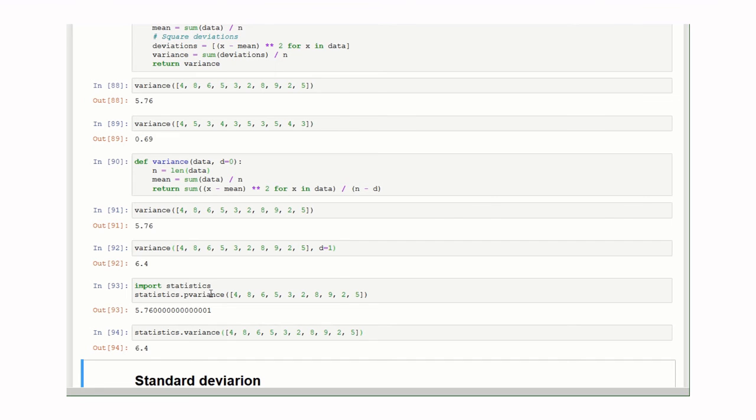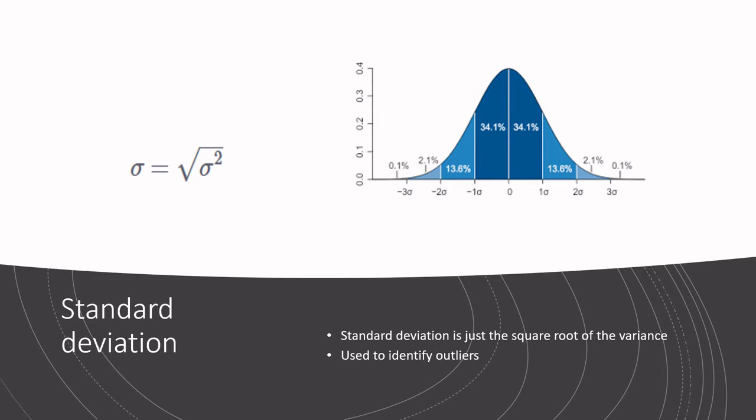Let's move on to standard deviation. Standard deviation is used to measure the amount of variation in your dataset. We calculate the standard deviation as the square root of the variance. Standard deviation is used to identify the outliers in your dataset.